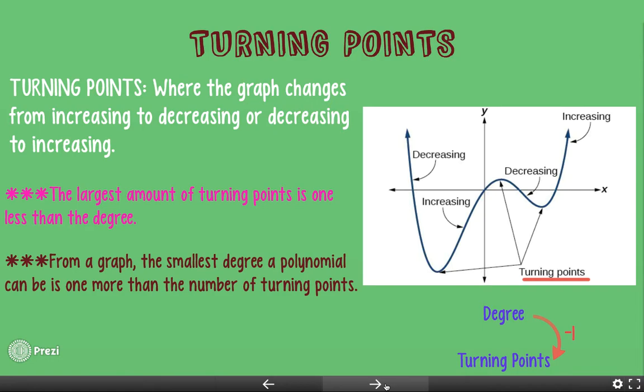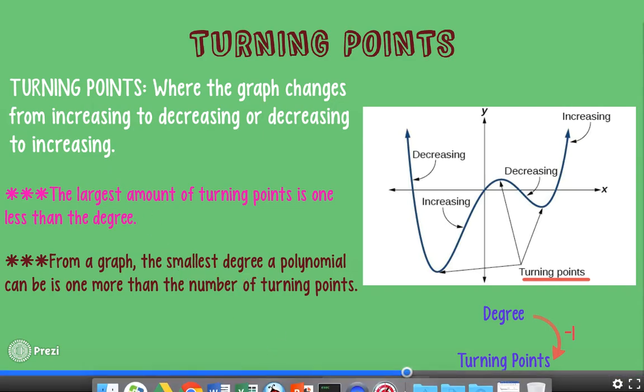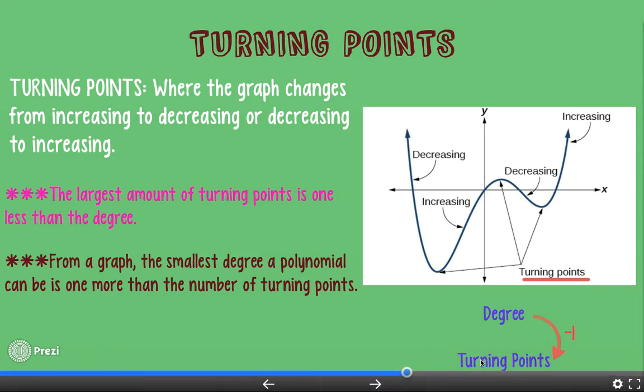Now here's another statement, kind of the reverse of the first one. From a graph, the smallest degree a polynomial can be is 1 more than the number of turning points. We'll talk about why I'm calling this the smallest degree in a moment, but if you know the number of turning points, you just add 1 and you'll get the smallest degree that it could be.